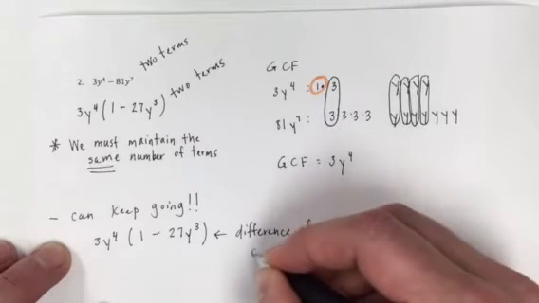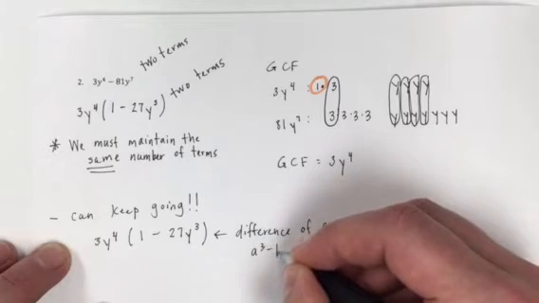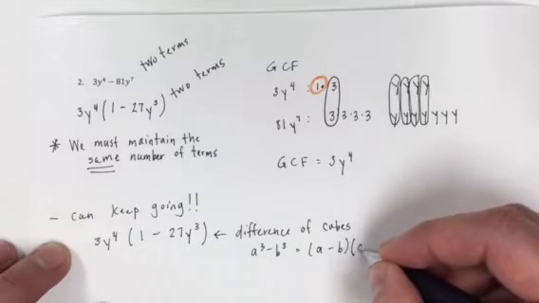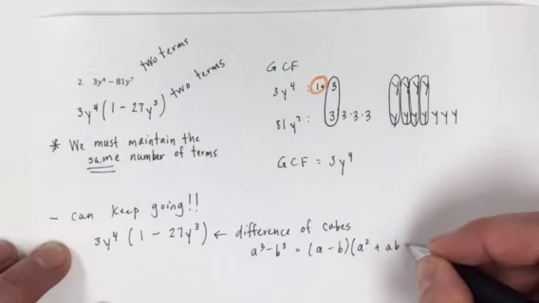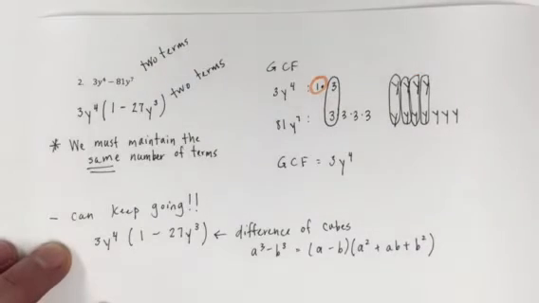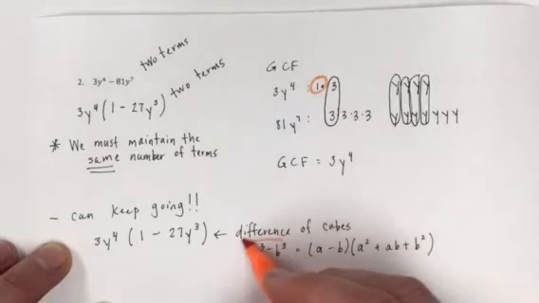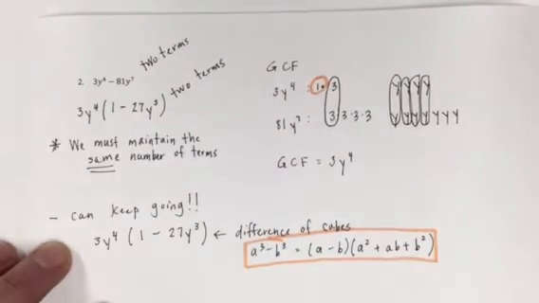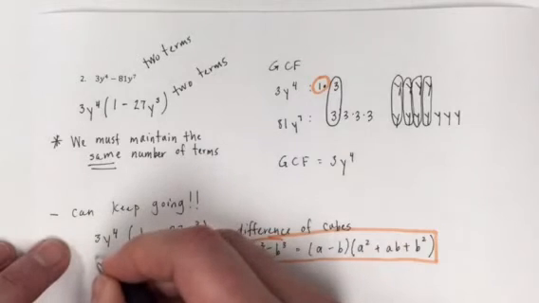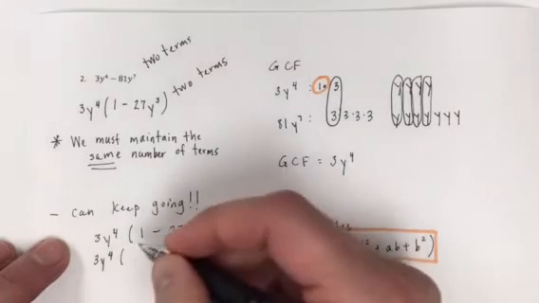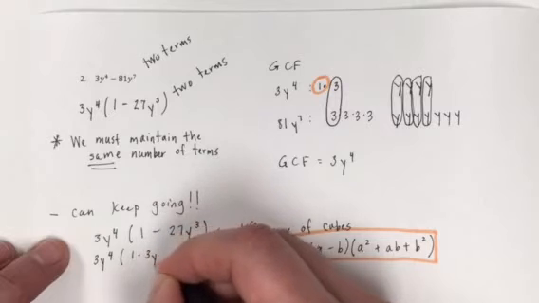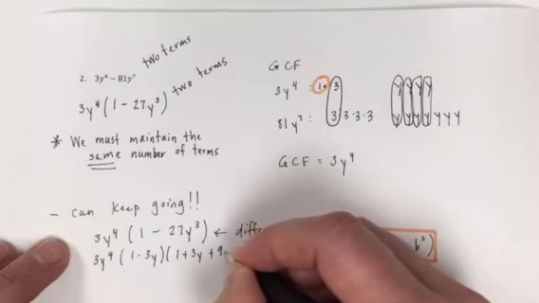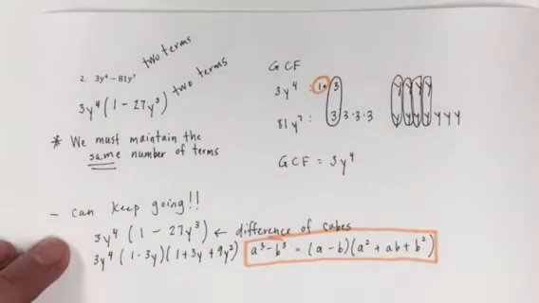And I know my difference of cubes is a cubed minus b cubed, which is equal to a minus b quantity times a squared plus ab plus b squared. I would write this down if I didn't have it memorized. It's a useful equation, and therefore I can rewrite this as 3y to the 4th power times the quantity 1 minus 3y times the quantity 1 plus 3y plus 9y squared. Final answer.